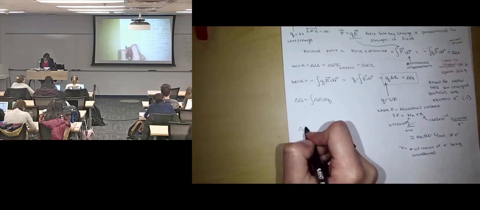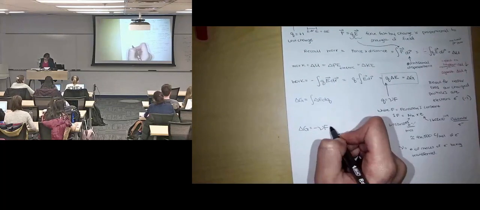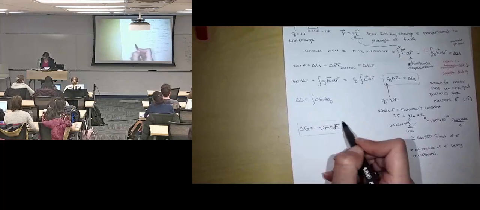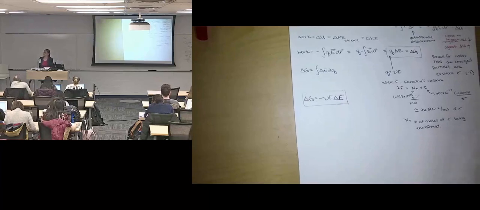So if I plug this in here for delta G, I write delta G is equal to negative nu times Faraday times delta E. And the negative sign is again because I'm talking about electrons here. So that's maybe the first new equation on your sheet that we haven't utilized yet.